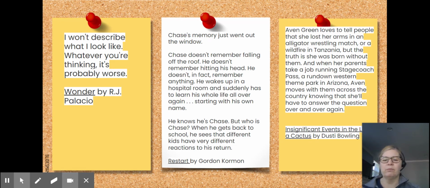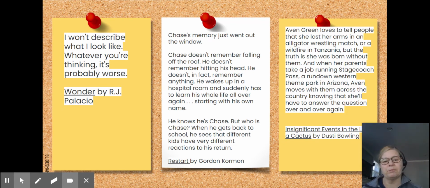Maybe this will help. It's from Restart. Chase's memory just went out the window. Chase doesn't remember falling off the roof. He doesn't remember hitting his head. He doesn't, in fact, remember anything. He wakes up in a hospital room and suddenly has to learn his whole life all over again, starting with his own name. He knows he's Chase, but who is Chase? When he gets back to school, he sees that different kids have very different reactions to his return. Does that give you any clues as to what type of writing we'll be doing next?